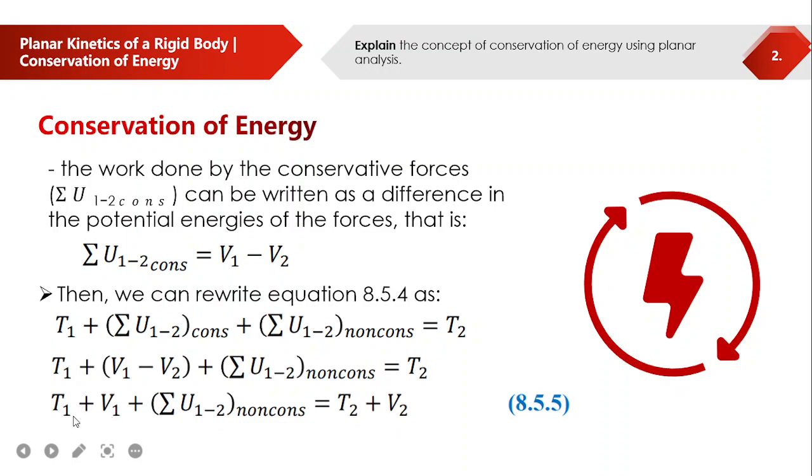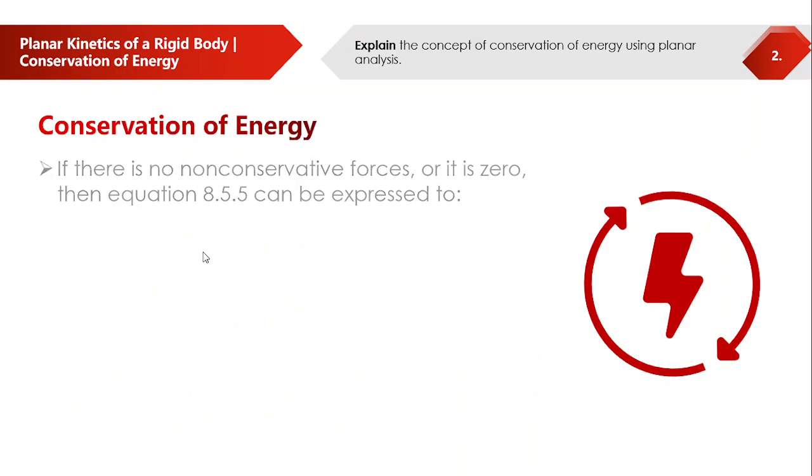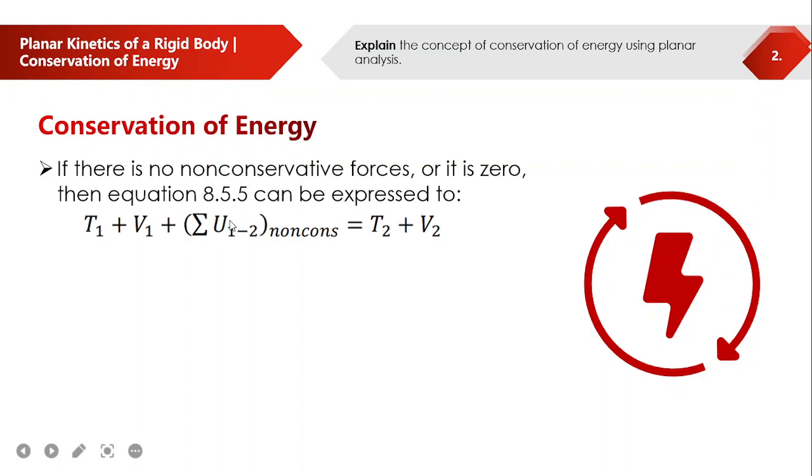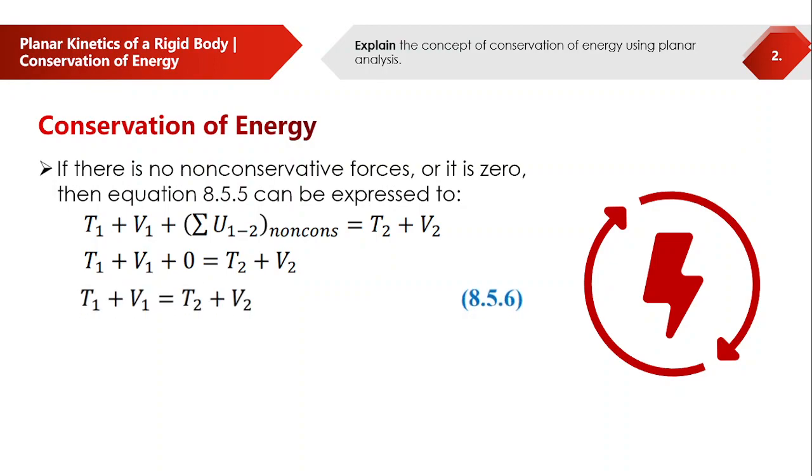So, that will be T sub 1 plus V sub 1 plus the total work of the non-conservative forces is equal to T sub 2 plus V sub 2. We just transposed the negative V sub 2 to the right side of the equation. So if there are no non-conservative forces, or it is 0, then equation 8.5.5 can be expressed like this. The non-conservative term will be 0. That will be T sub 1 plus V sub 1 plus 0 is equal to T sub 2 plus V sub 2. So this is the simplified form when there are no non-conservative forces.